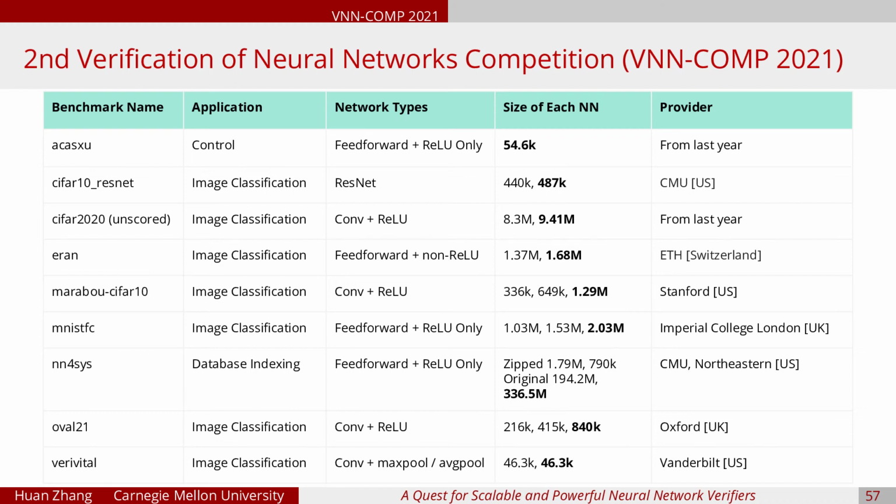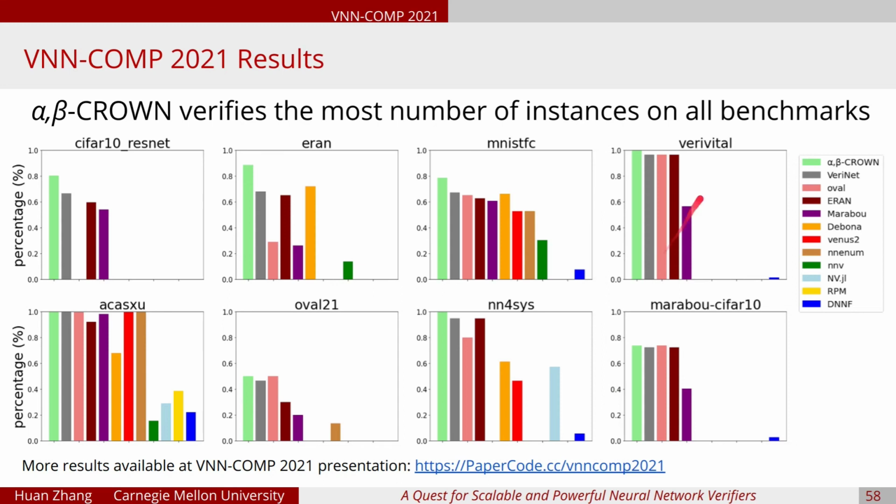And finally, the results look like this. Our verifier, alpha-beta-CROWN, actually solves the most instances on all benchmarks. On some benchmarks, like the CIFAR10 ResNet and other benchmarks, we solve significantly more images. And on some other easier benchmarks, we solve the same number of instances as other verifiers. And overall, we were able to win this competition. And you can find more results of this competition in this link.